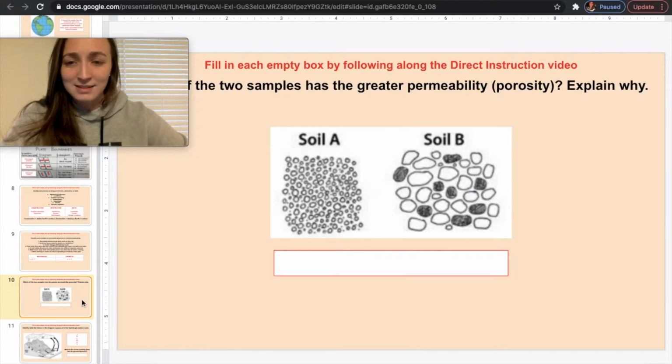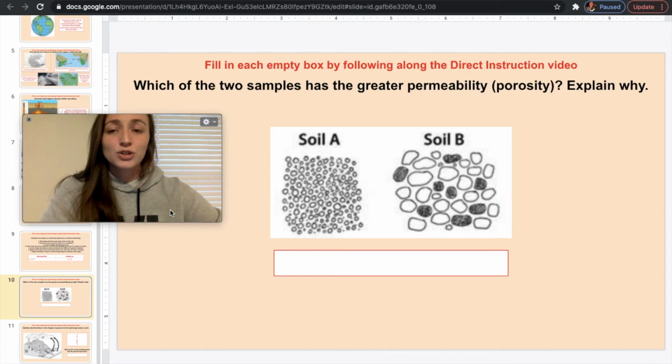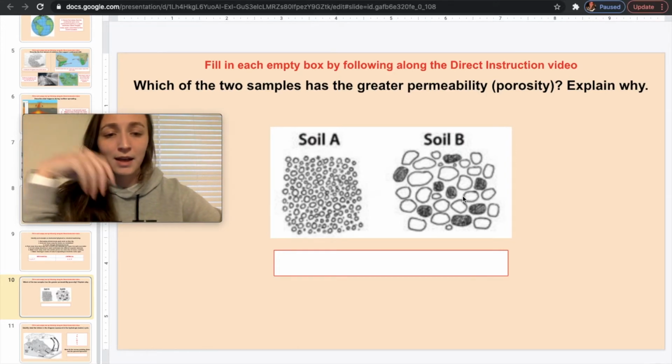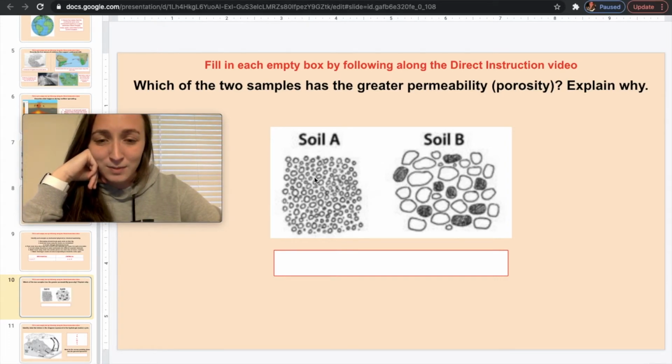Okay, 2 more slides. We've got another one with soil, but this one is a little bit easier. So which of the 2 samples, we have sample A and sample B, which of the 2 samples has the greatest permeability or porosity? And explain why. So remember, porosity is talking about the pores that are in the soil. And the pores, remember, those are holes or little cracks in the soil that water and air can travel through, okay?